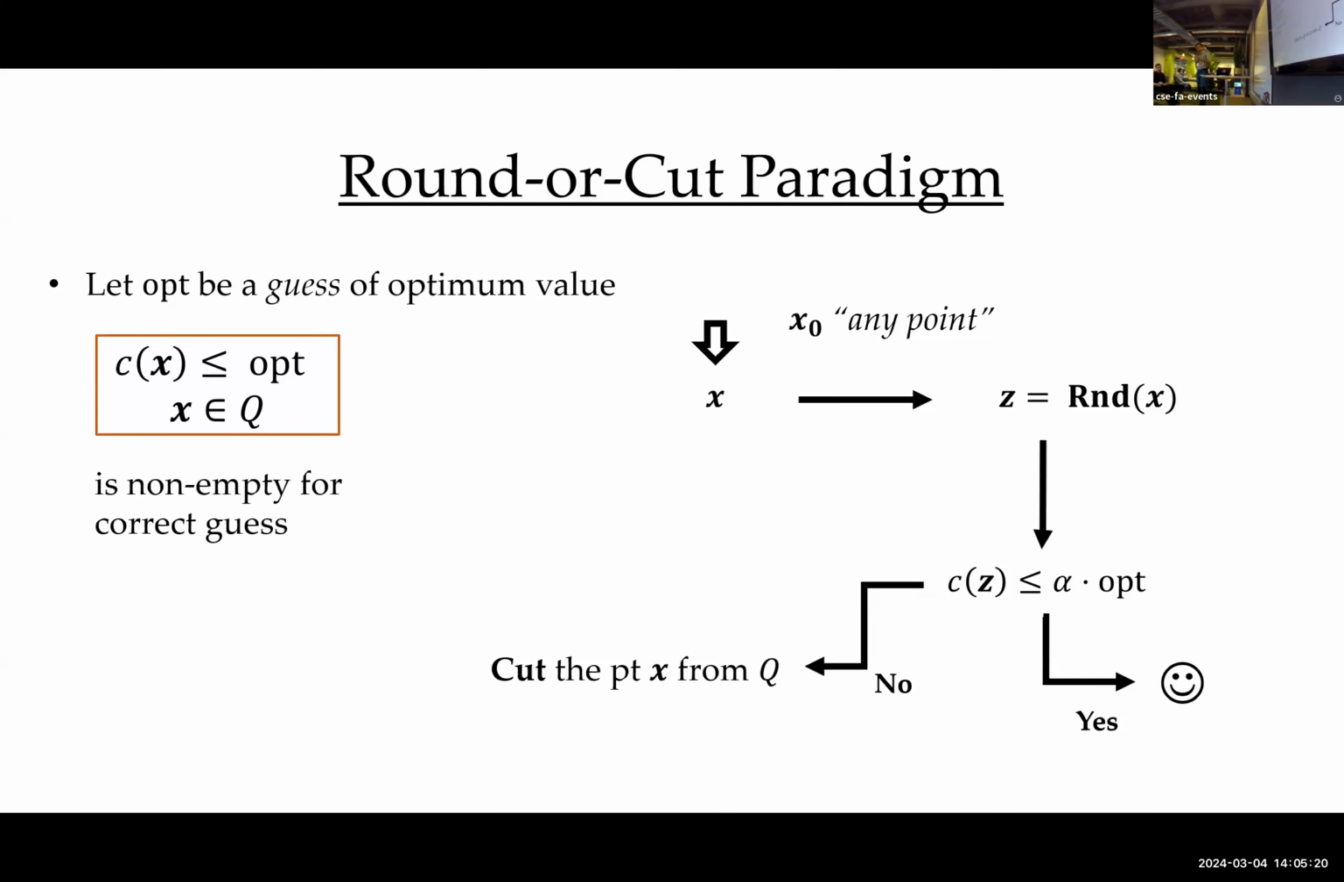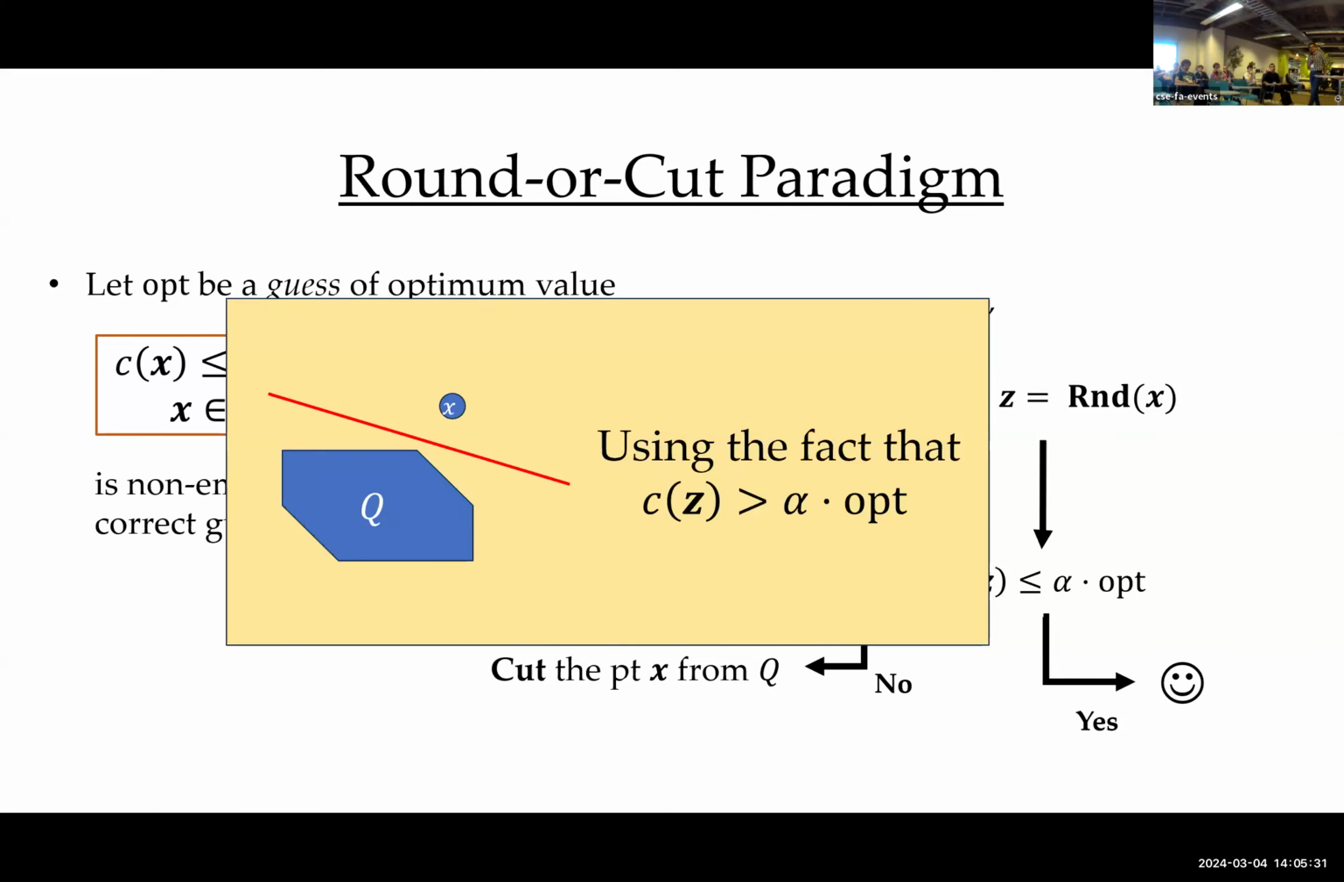then what I would like to say is that this point x was actually a cheating point. It should not have been in my polytope. So I want to cut it away from the set Q that I'm trying to optimize over. And oftentimes, in the round or cut paradigm, it's not that I can cut away any arbitrary point z. Rather, it's the fact that I failed to round that I want to use to cut the point. And that's all that I need. So it's good to contrast this with the previous thing.